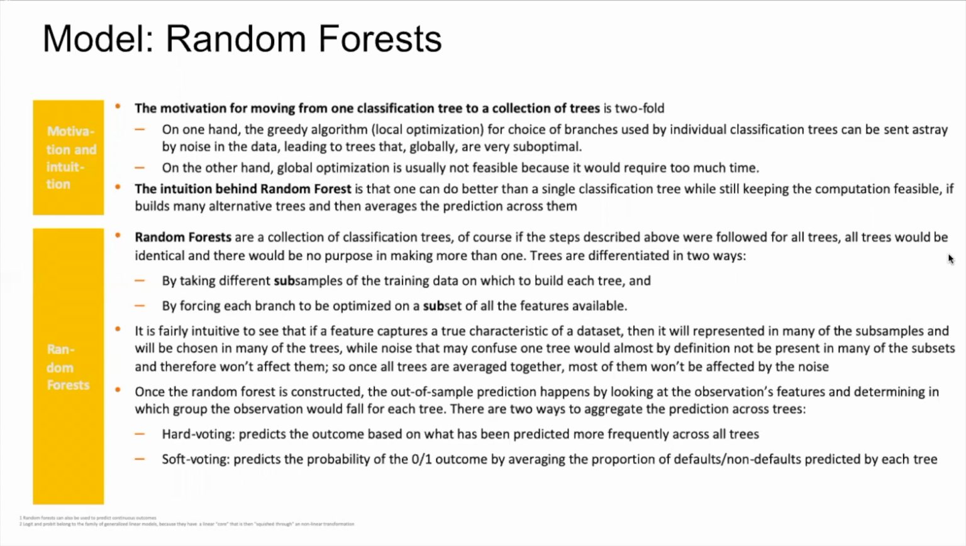Whereas random forest is a lazy learner and builds the tree by taking different subsamples of the training data and forces each branch to be optimized on a subset of all the features. Once the tree is built, the out of sample prediction happens by looking at the observation features and determining in which group the observation would fall for each tree. Two ways of aggregating the prediction are hard voting and soft voting. Random forest can be used as a predictive model for continuous and categorical variables.